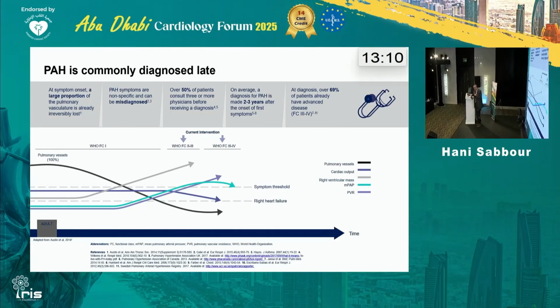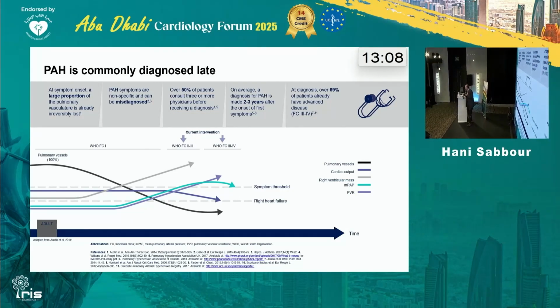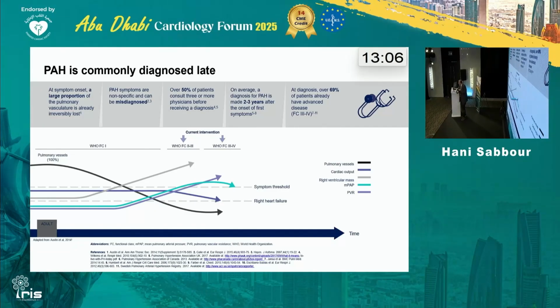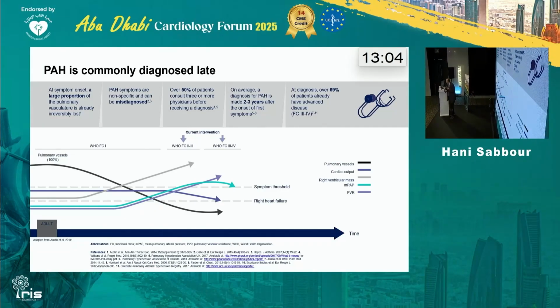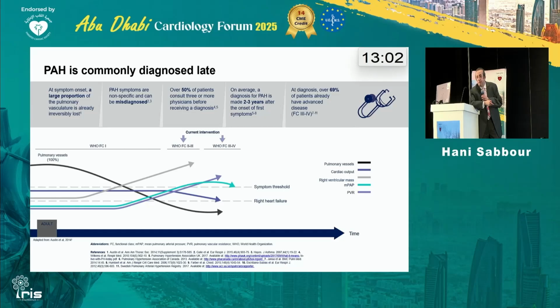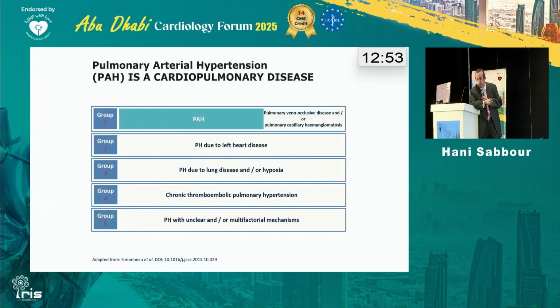Now, the problem, of course, is that all the patients come to you late. When the patient has lower limb edema, an RV gallop and raised JVP, that's a patient who needs a transplant, right? We need to catch the patients at earlier stages, when they still have symptoms, but the symptoms are being mislabeled as something else.